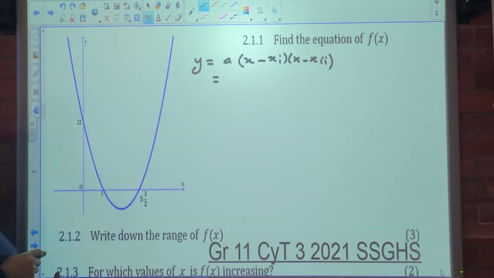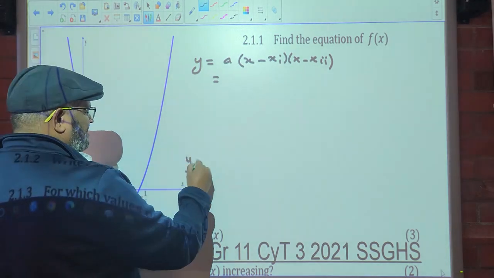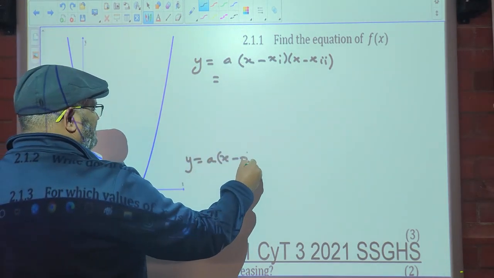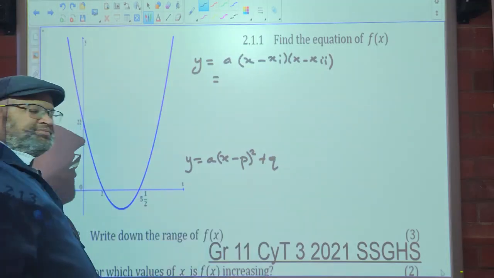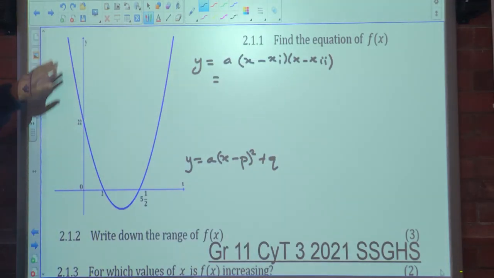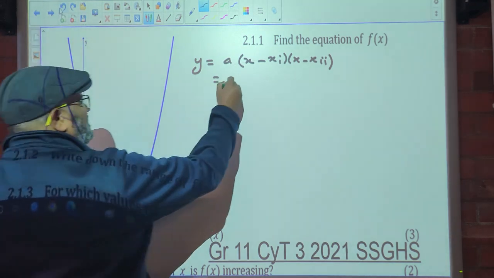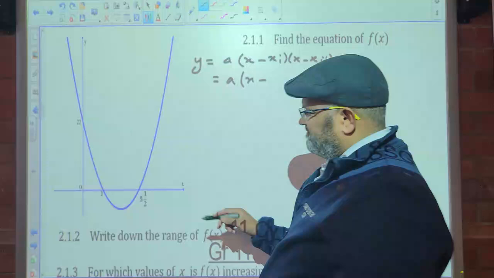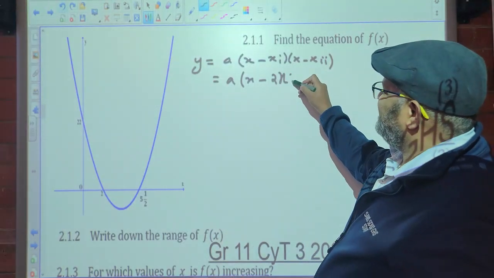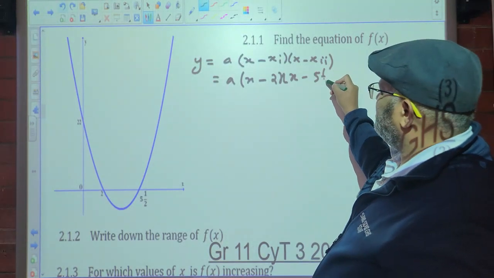If you were given the coordinates of the turning point, you would have followed the formula y is equal to a into x minus p all squared plus q. You all agree with that? Okay. So, you go a into x minus 2 and x minus 5/2.